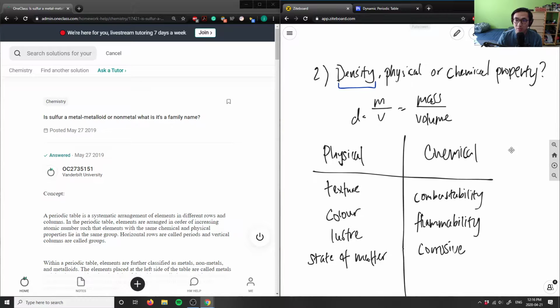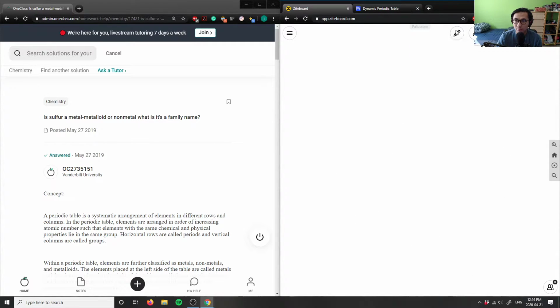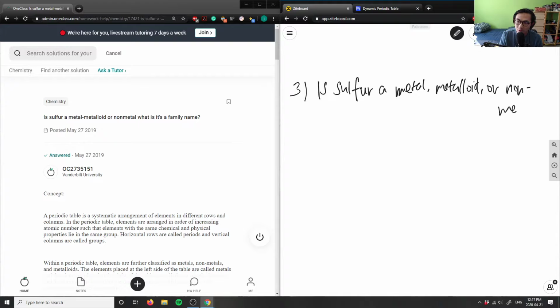Okay, let's see. Question 3. It's asking, is sulfur a metal, metalloid, or non-metal? I think we did one of these problems before, maybe last week, but I'm not sure. So it says, is sulfur a metal, metalloid, or non-metal? It's asking also what's the family name.